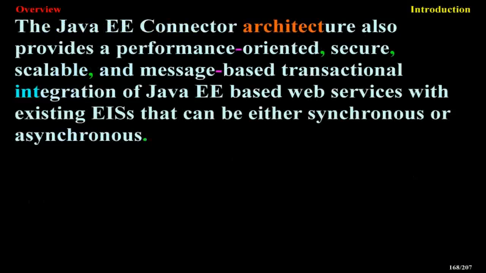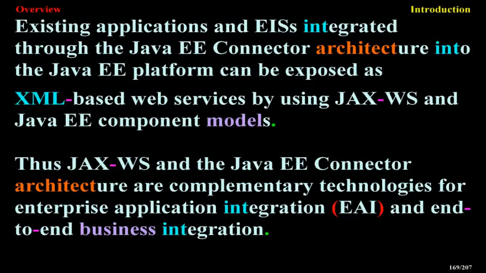The Java EE Connector architecture also provides a performance-oriented, secure, scalable, and message-based transactional integration of Java EE-based web services with existing EISs that can be either synchronous or asynchronous. Existing applications and EISs integrated through the Java EE Connector architecture into the Java EE platform can be exposed as XML-based web services by using JAX-WS and Java EE component models. Thus JAX-WS and the Java EE Connector architecture are complementary technologies for enterprise application integration (EAI) and end-to-end business integration.